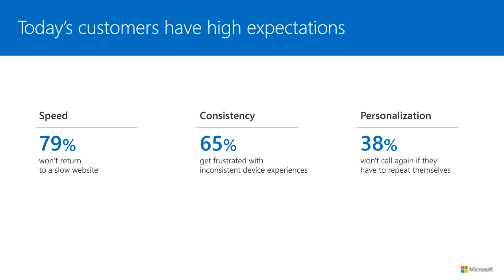So the current state of the world today, customers have extremely high expectations for how applications should be run. Approximately 79% won't return to a slow website. About 65% will get frustrated with inconsistent device experiences. And so if one person goes to a website on their mobile phone versus going to a website on a computer, if there's an inconsistent experience, they're pretty upset with that. And lastly, about 38% of individuals won't call again if they have to repeat themselves and there's a lack of personalization.